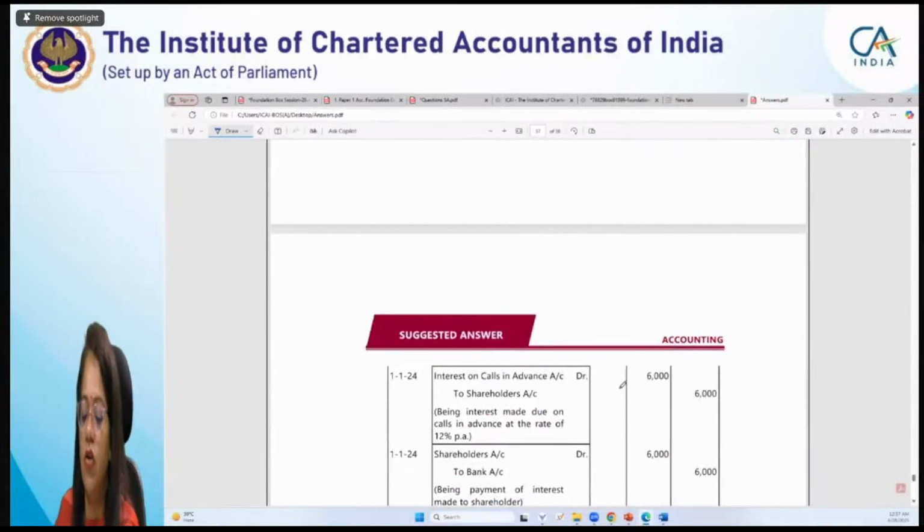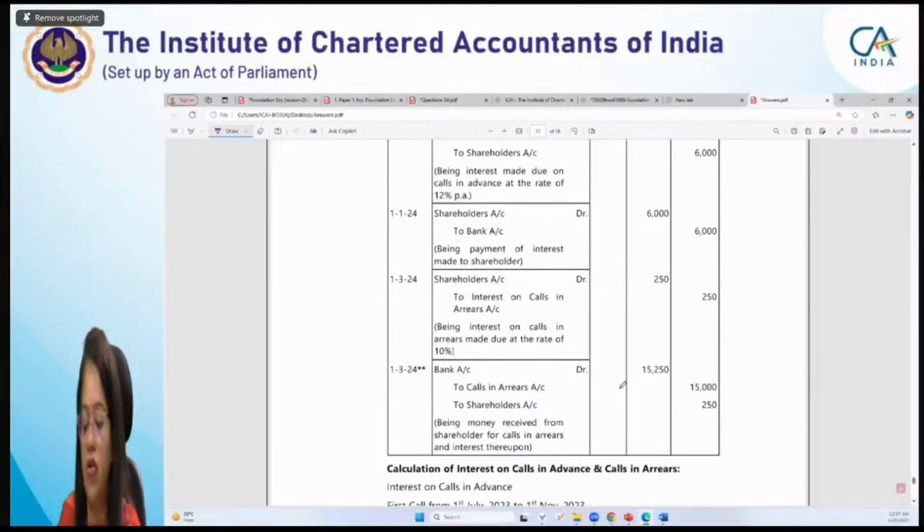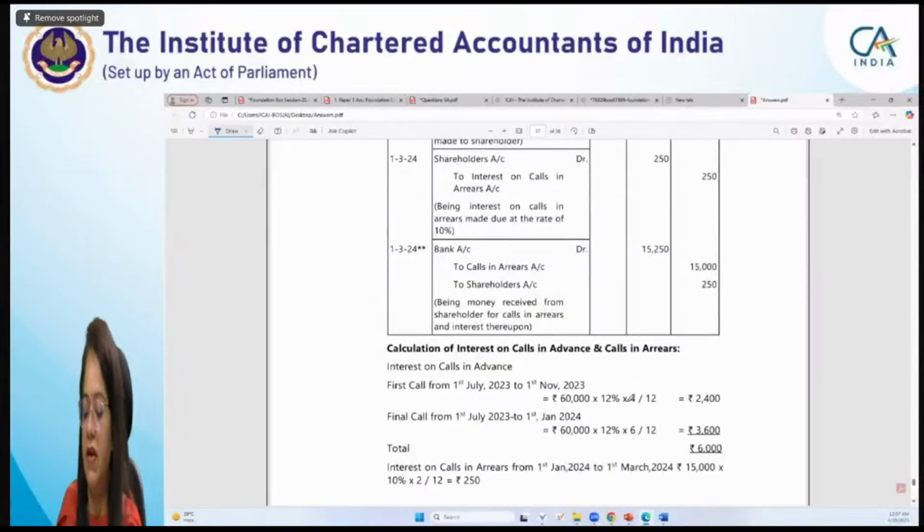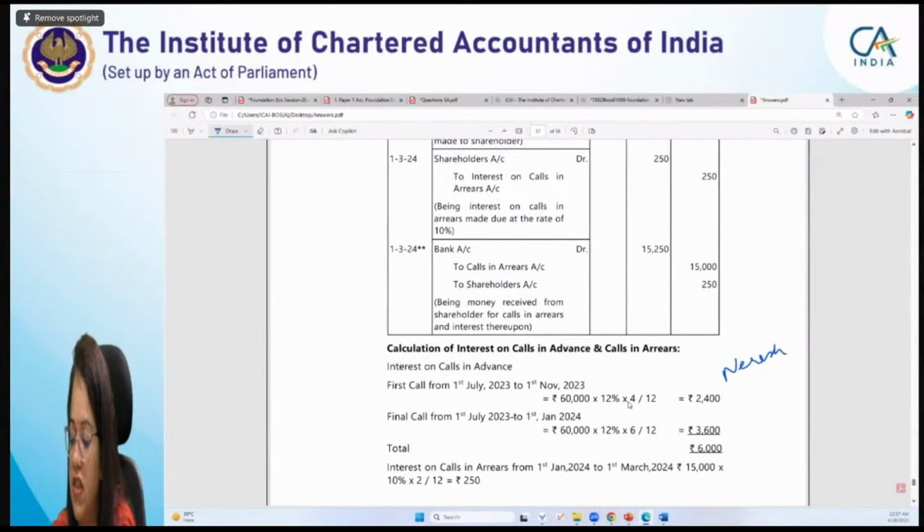Then interest on calls in arrears and interest on calls in advance entry. What will be the interest on calls in advance? First, this is for Mr. Naresh. कितने शेयर्स थे इनके? 20,000 शेयर्स थे. 20,000 into 3. 1 जुलाई से उसने पे नहीं किया till हमारी first call जो due थी, 1 नवंबर को due थी. So it comes to July to November: जुलाई, अगस्त, सितंबर, अक्टूबर. 4 months into 4/12.